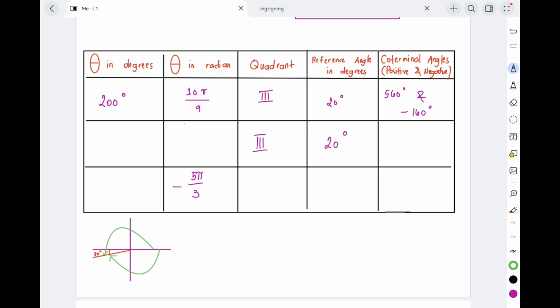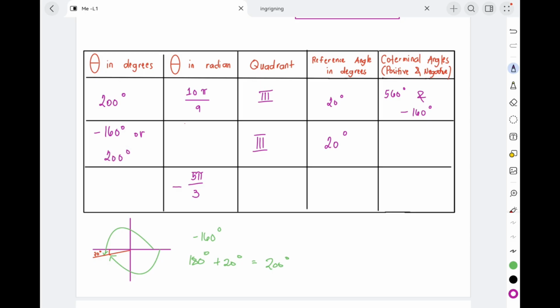For the negative value, this is 180 minus 20, so it can be negative 160 degrees. For the positive, it can also be 180 degrees, since half of the circle is 180 degrees, plus 20 degrees, so that is 200 degrees. So we can choose either of these two angles. But if you are comfortable using both angles, that is even better.